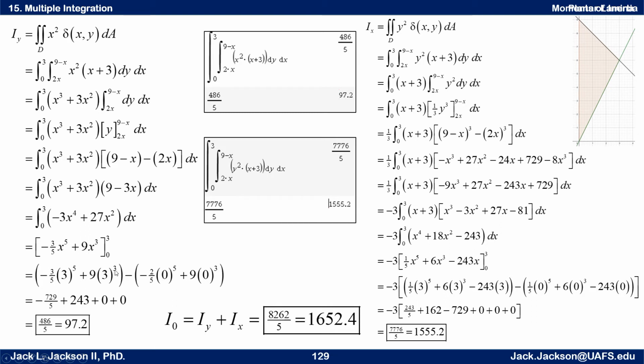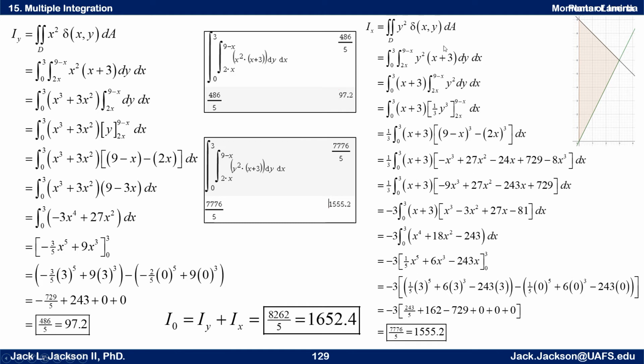3 cubed is 27 times 9 is 243. 3 to the 5th is 243, I think, times negative 3 is negative 729, and that's over 5. Get a common denominator of 5 and add those together. You get 486 fifths, or 97.2. That's for the moment of inertia about the y.